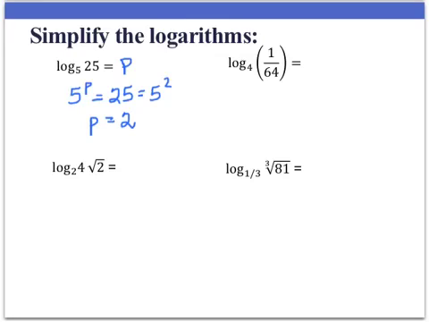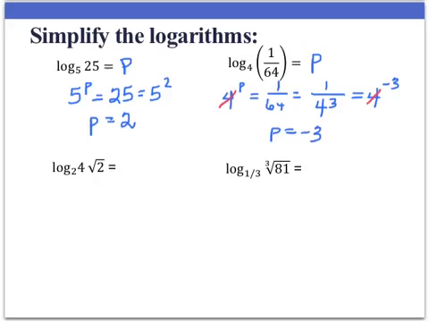Now let's look at the same thing with log base 4 of 1 over 64. So I'm going to rewrite this with my base and my power equals 1 over 64. Well, I need a common base. So 64 is the same as 4 cubed. And we need these all on the same level. So I'm going to make my exponent negative. And since I have matching bases, I can cancel them. And my power is negative 3.